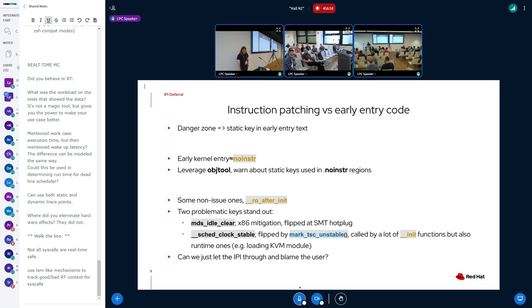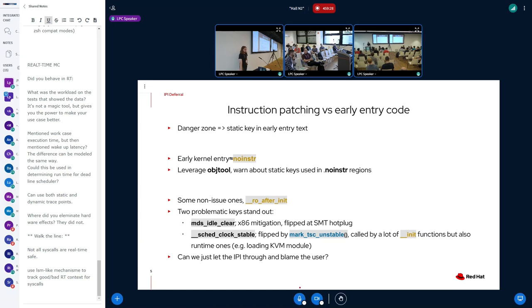Yeah, so the question here is, can we just leave them as they are? Because MDS idle clear, that means you have SMT hot plug. If you're doing hot plug, eventually you're going to get a stop machine. No, I was saying, can we just annotate that function or something like that to say that we are okay with getting the IPI anyway? Yeah, but the question is, how can we... Or can those two functions actually check that an IPI was done?